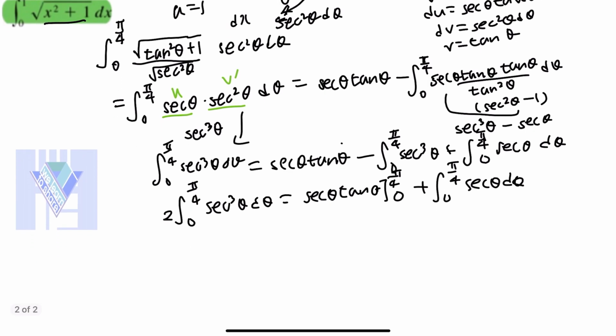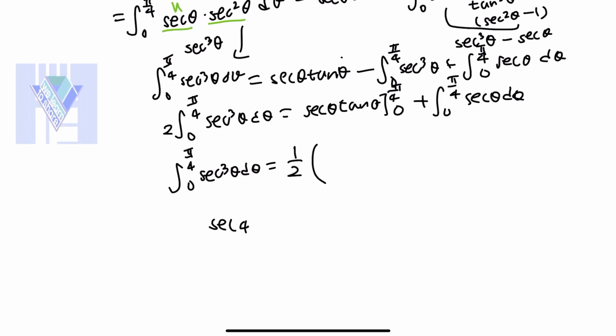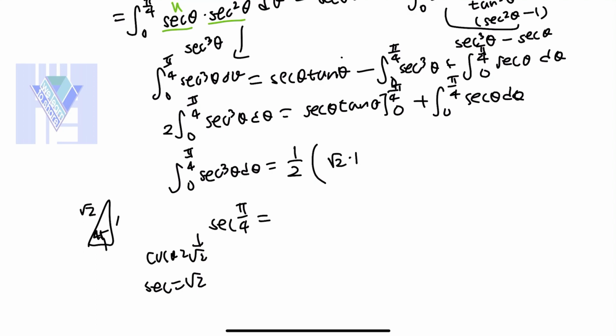the answer would be over 2, and secant would be the same, because your cosine would look like this, secant would just look like root 2, right? So you would have root 2, and tangent pi over 4 is 1, minus, this would be 0. This would be 1, but this would be 0. So it's root 2.